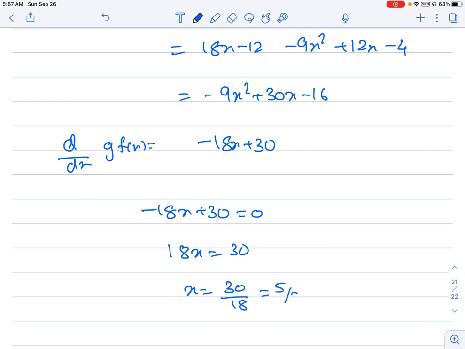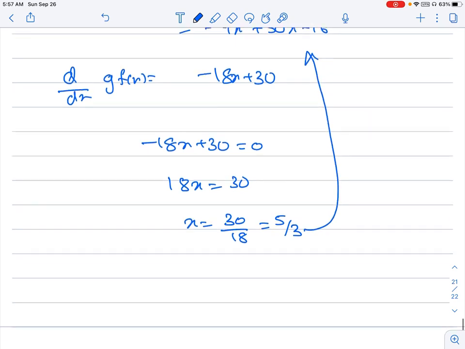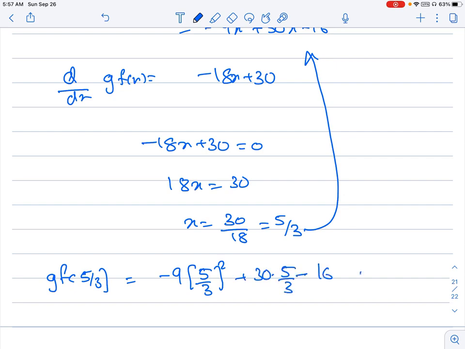6 times 5, 6 times 3, so 5 upon 3. Plug in this 5 upon 3 over here. So g of f of 5 upon 3 will become minus 9 times (5 upon 3) whole squared plus 30 times 5 upon 3 minus 16. Simplify that. You should be getting the value as 9. That's going to be the answer.